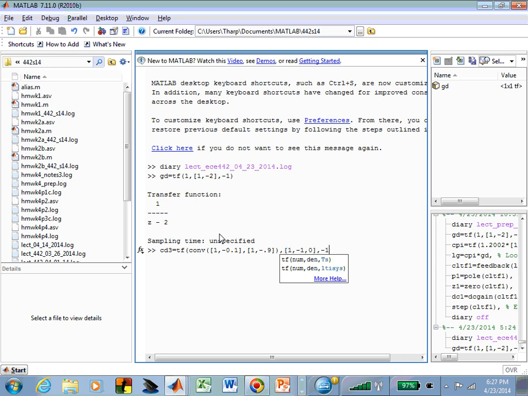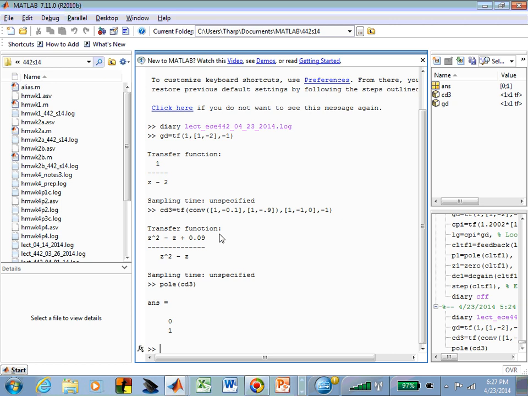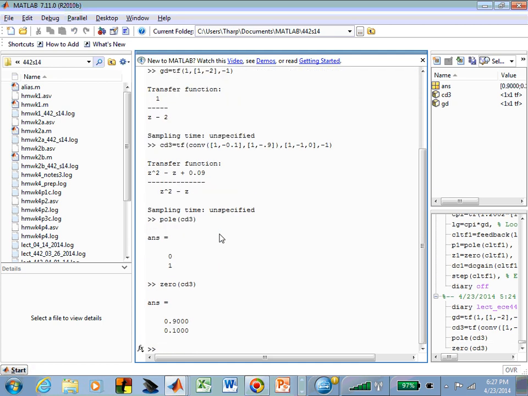And I don't know what my sample period is. There's my controller. And if I was questioning what that was, I could say, well, where are the poles of CD3? 0 and 1, that's what I wanted. And the zeros of the controller are at 0.9 and 0.1. Is it clear that I have what I wanted?